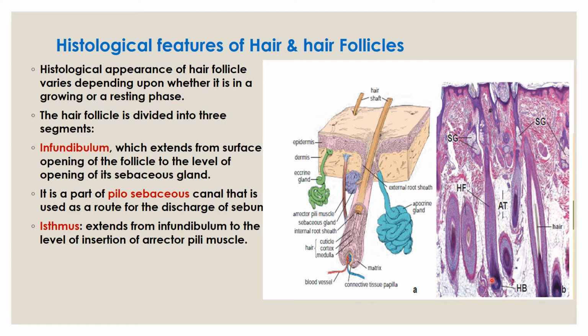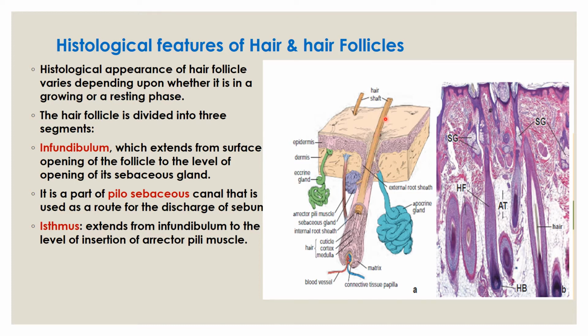These are the transverse sections. This is the growing part or the hair root of the hair. The part of the hair emerging from the skin outside is the hair shaft. This is the surface opening of the hair. The part of the hair from the surface opening till the attachment of the sebaceous gland is called the infundibulum. This part is also called the pilosebaceous canal, and this is a route that is used for the discharge of the sebum also.